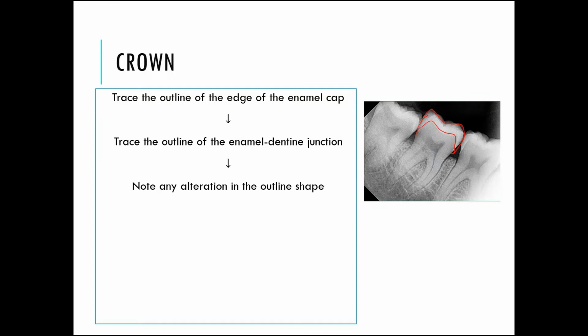Note any alteration in the shape, possible cavitation caused by caries. So, when we trace the outline of enamel and enamel dentine junction, if there is any alteration in the shape, it is indicative of cavitation. Note any alteration in the interproximal enamel density, maybe triangular shadows caused by caries. In the interproximal region also check if there is any alteration in the density caused by caries.